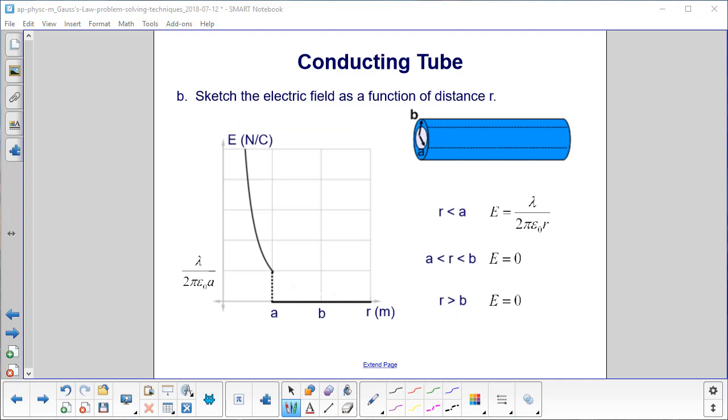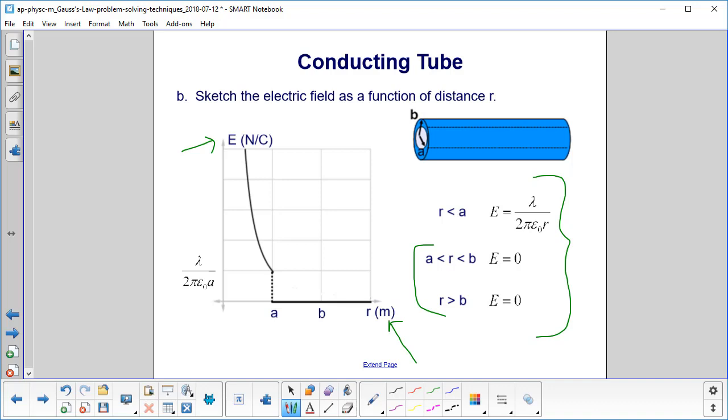Sketch the electric field as a function of distance r. You want to have your electric field for the three different areas here. You plot your graph, making sure to label the axes along with their units. And this one's pretty straightforward. If you're greater than A, it's zero, so you draw that line in. And then you have a 1 over r dependence for r less than A. So you would just sketch that in.